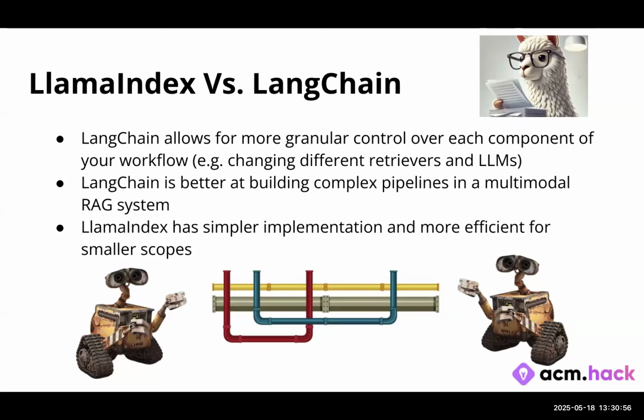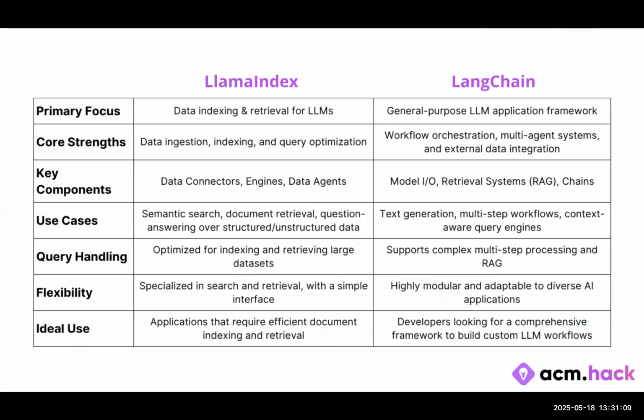For LlamaIndex, it has a simpler implementation and it's more efficient for smaller scopes. So if you want to build something quick and simple, I think LlamaIndex will be a better choice. Here's a chart to show the differences between LlamaIndex and LangChain. You can look over it later if you want, but basically the main difference is that LangChain just allows for more complex pipelines.